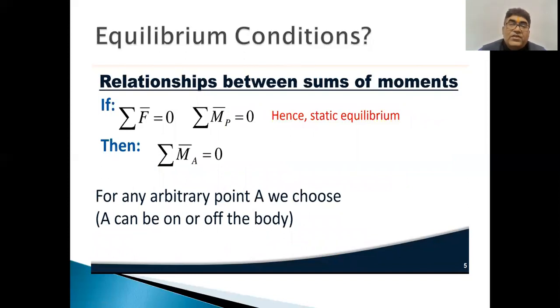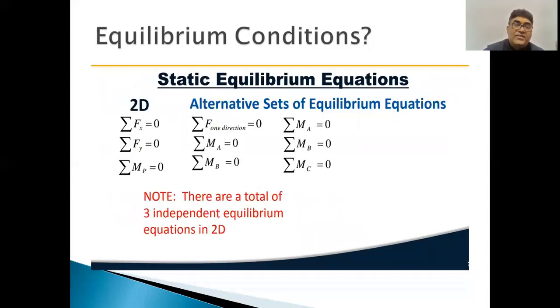There is one more point: we can also represent the equilibrium condition as a relationship between sums of moments. If summation of F is equal to 0 and summation of Mp is equal to 0 is given as a static equilibrium, then we can take any point other than P on that plane, that may be A, B, C, D, and so on. At every such point, the summation of all the moments about that point is equal to 0, for any arbitrary point we choose on that plane. So this static equilibrium condition can also be represented as summation of Ma equal to 0, summation of Mb equal to 0, summation of Mc equal to 0.